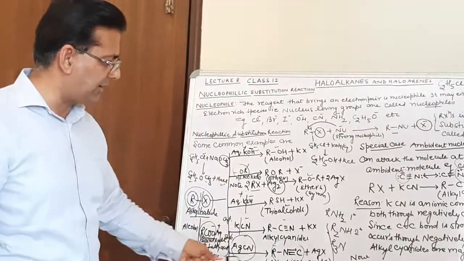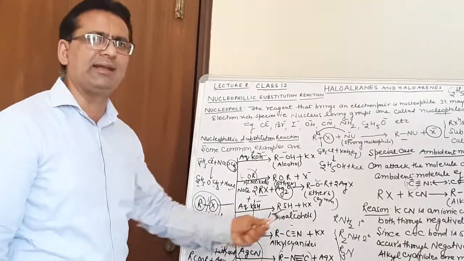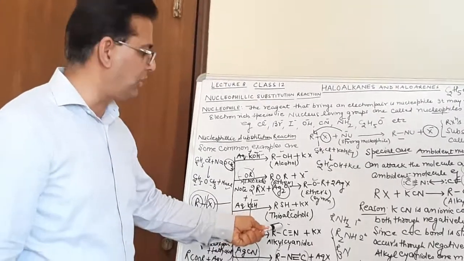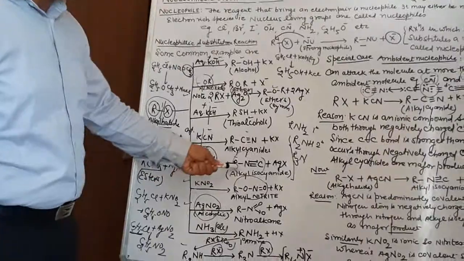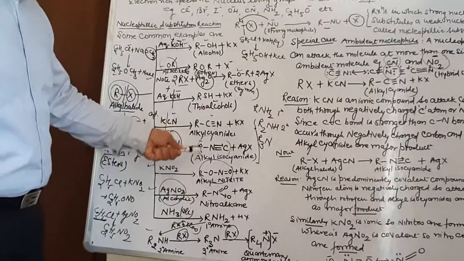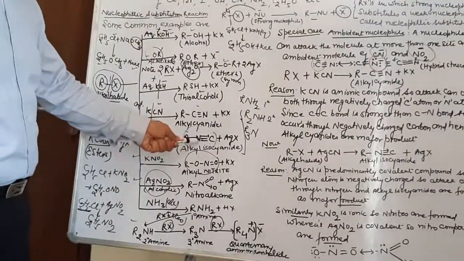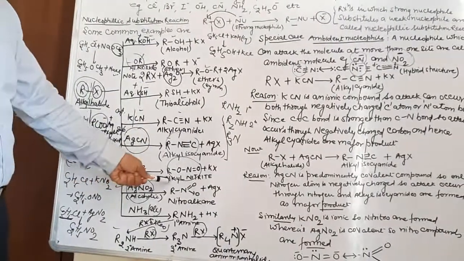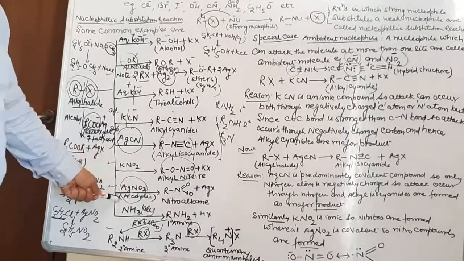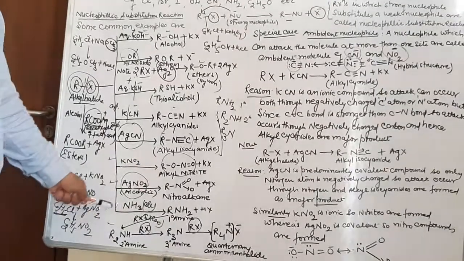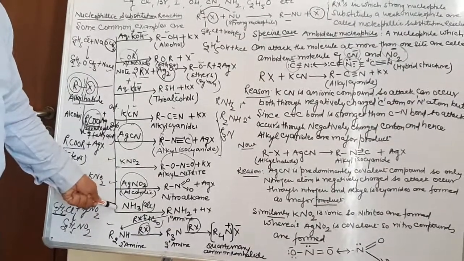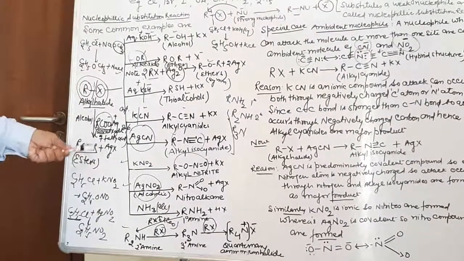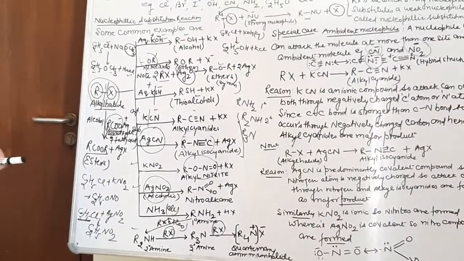thioalcohol, cyanides and isocyanides. Why with KCN, cyanide? Because KCN is an ionic compound and the carbon-carbon bond is stronger as compared to carbon-nitrogen. Why with AgCN, isocyanide compound? Because AgCN is predominantly covalent and attack may take place only through nitrogen. With KNO2, which is ionic, the product will be alkyl nitrite. With AgNO2, the product will be nitroalkane. With ammonia, a mixture of 1 degree, 2 degree, 3 degree amines will form. And when made to react with the silver salt of a fatty acid, it will result in the formation of esters.